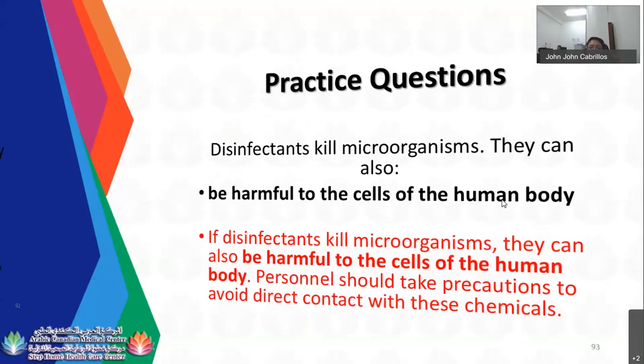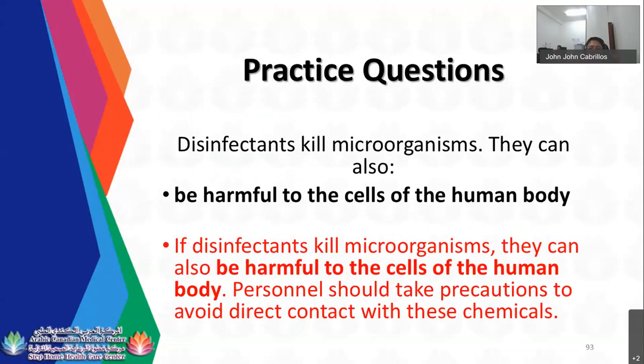Disinfectant kills microorganisms. They can also be harmful to the cells of the human body. Personnel should take precautions to avoid direct contact with these chemicals. Still, we need to wear PPE.